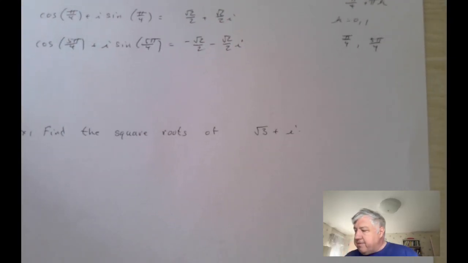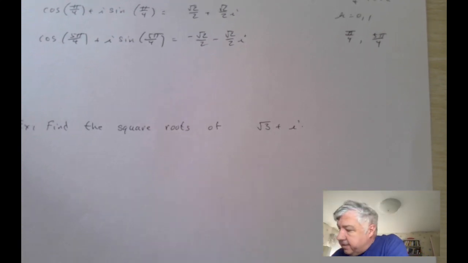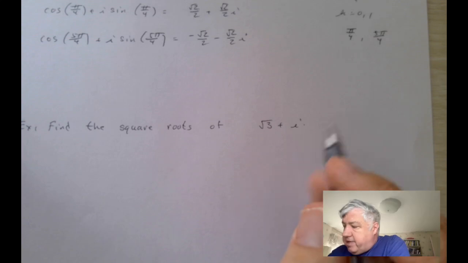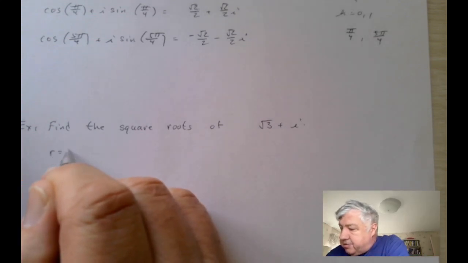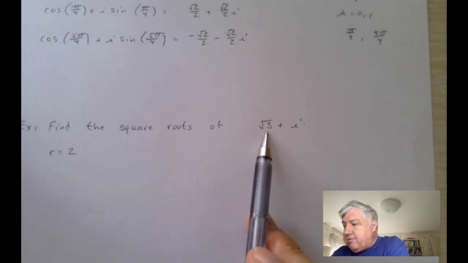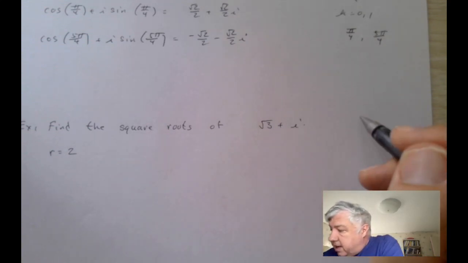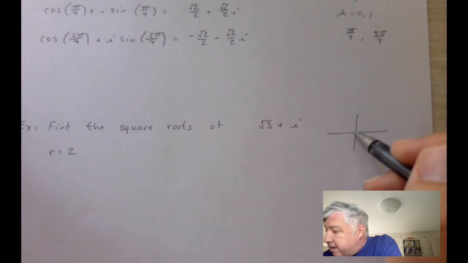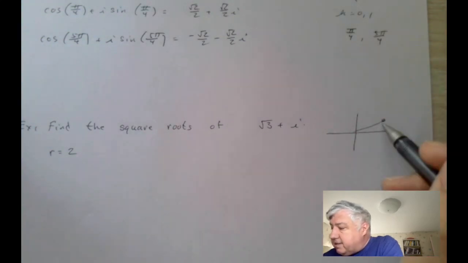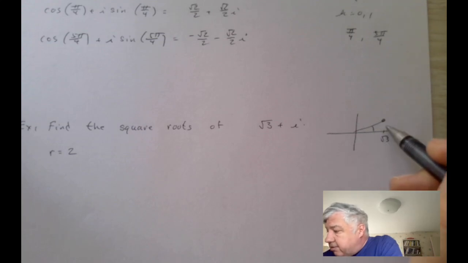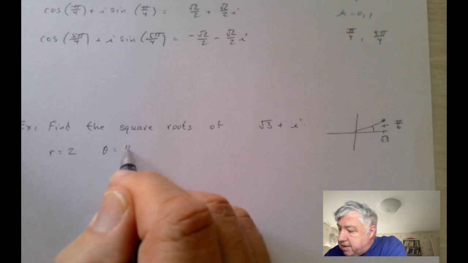Let's say we wanted to find the square roots of square root of 3 plus i. In this case, r we already know is 2, because square root of 3 squared plus 1 squared is the square root of 4, which is 2. And again, here we are in the complex plane. That's this number. So this angle is 30 degrees, or pi over 6. So theta is pi over 6.